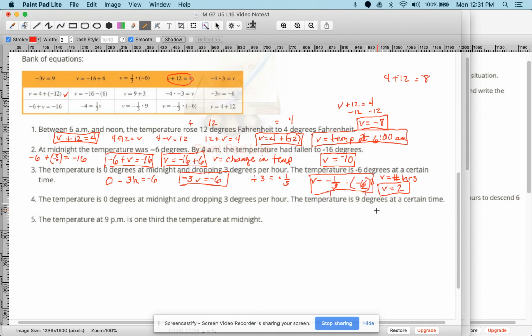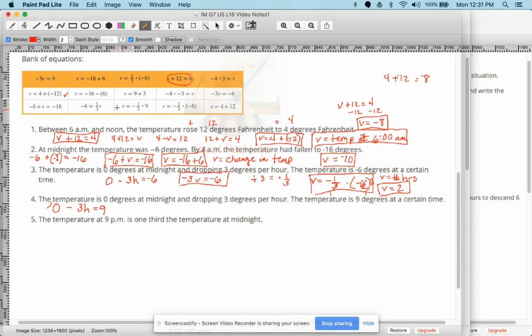The next one is the temperature is 0 degrees at, oh, did I do that in the wrong one? Oh, I did not. Okay, so now we're doing 9 degrees. So the temperature is 0 degrees at midnight, dropping 3 degrees every hour. So again, I have 0, dropping 3 degrees every hour, and the temperature is 9 degrees at a certain time. So we're going to look for something similar as what we just did, only now we're talking 9 degrees versus negative 6 degrees.